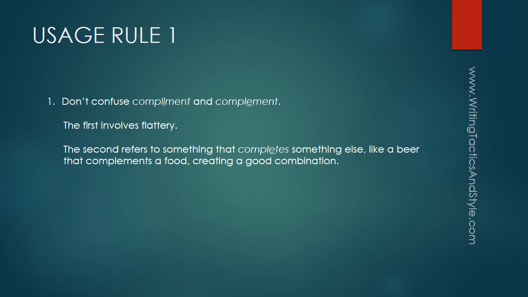So, first usage rule, don't confuse compliment with an I and complement with an E. They're 2 different words, sound the same, different spelling. The first involves flattery when you pay a compliment to someone. The second refers to something that completes something else, and like the word complete, this complement has an E in it. And it completes something else like a beer that complements a food, creating a good combination.